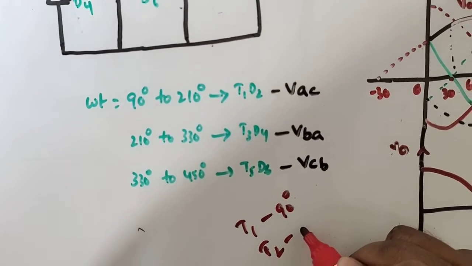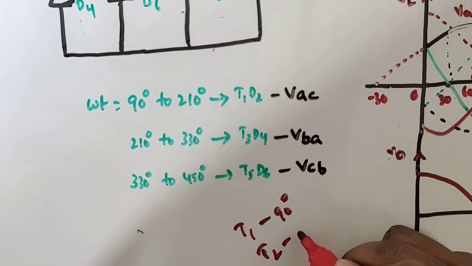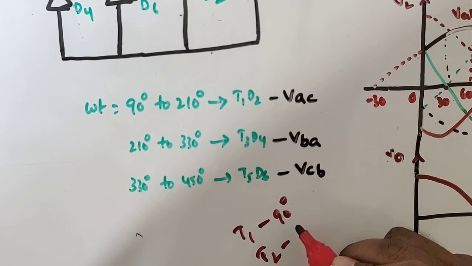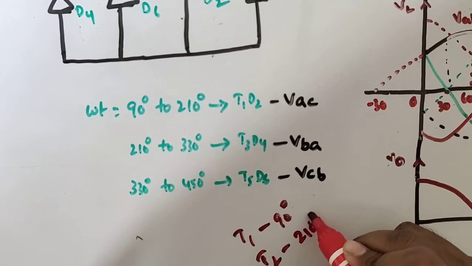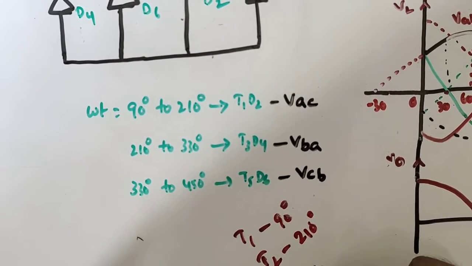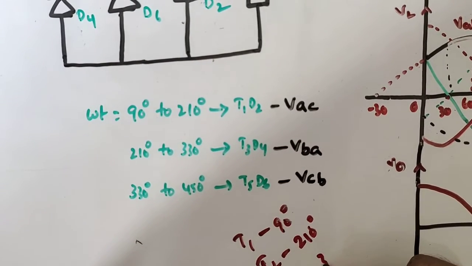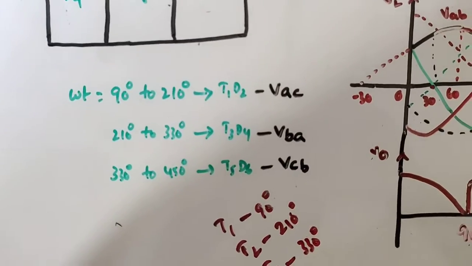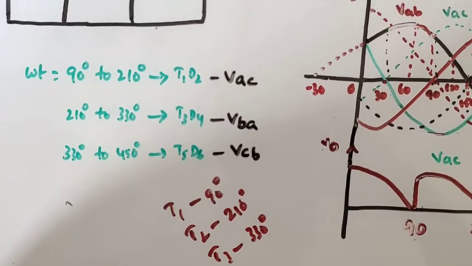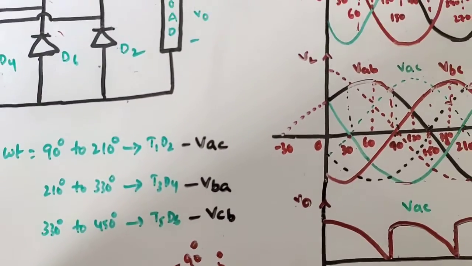T2 is going to be triggering at 90 plus 120. How much is it? 210 degrees. And T3 is going to be conducting at what? 210 plus 120. It is 330 degrees. At these three angles, T1, T2 and T3 are going to be triggered.